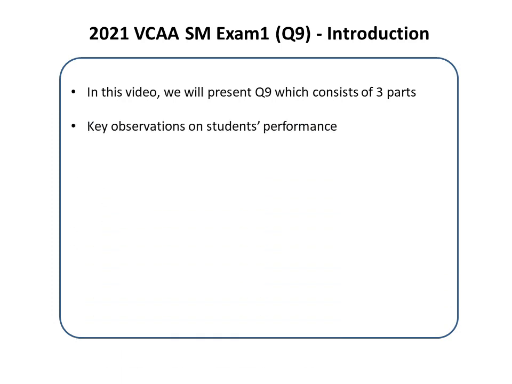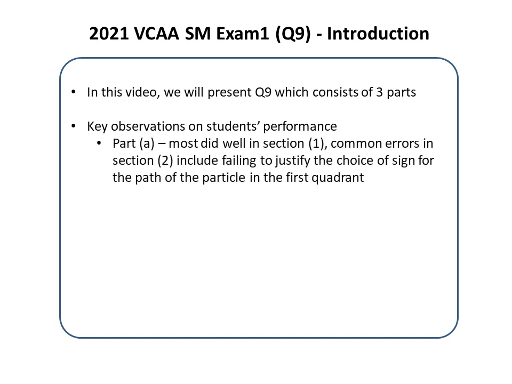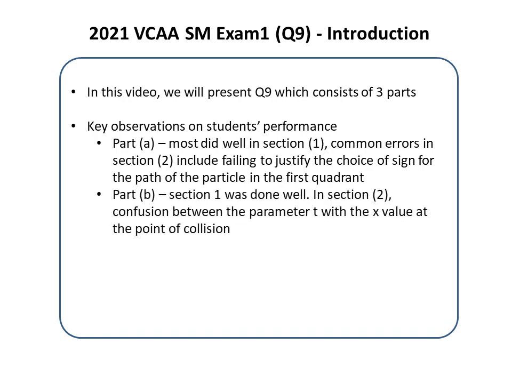Most students did well in section 1 of part A, while common errors in section 2 of part A include failing to justify the choice of sign for the path of the particle in the first quadrant. Section 1 of part B generally was answered well. In section 2 of part B, some students mistakenly gave the wrong point of collision as they confused the parameter t with the x value of the point of collision.